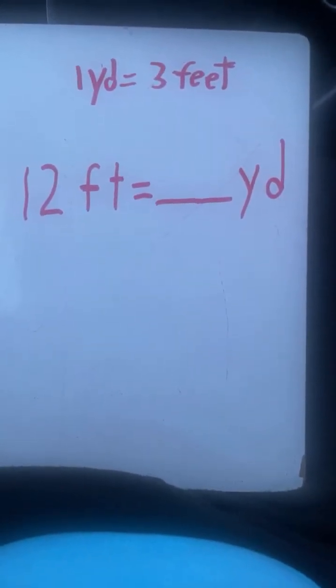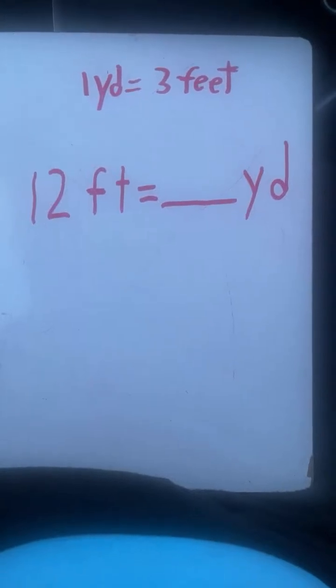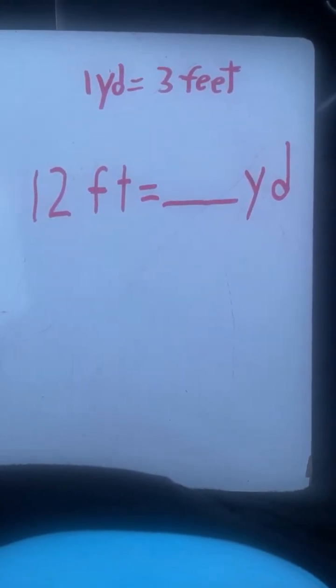So we know that 1 yard equals 3 feet. So when you're given the amount of feet to figure out how many yards there are, you have to divide by 3.